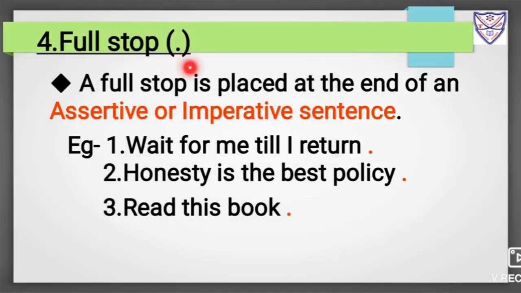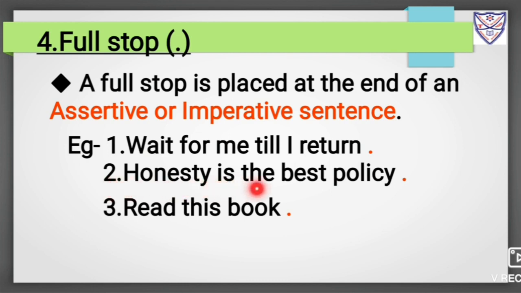Number 4, full stop. A full stop is placed at the end of an assertive or imperative sentence. First one, example number 1: wait for me till I return. Now over here this sentence is in the form of an imperative sentence. So after an imperative sentence we will use a full stop, as well as the starting of the sentence will be with a capital letter.